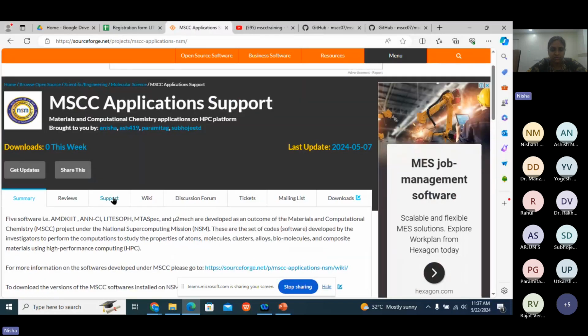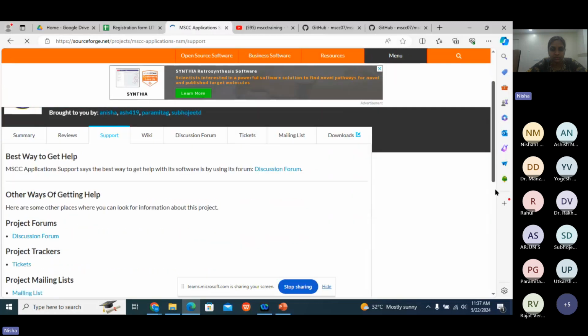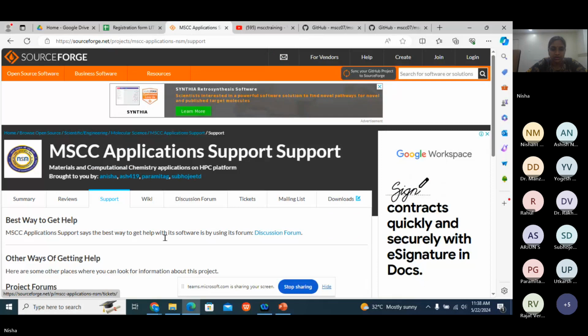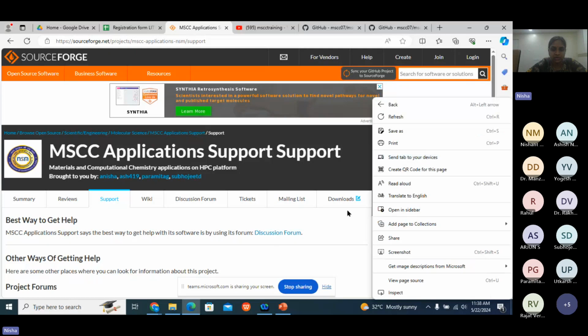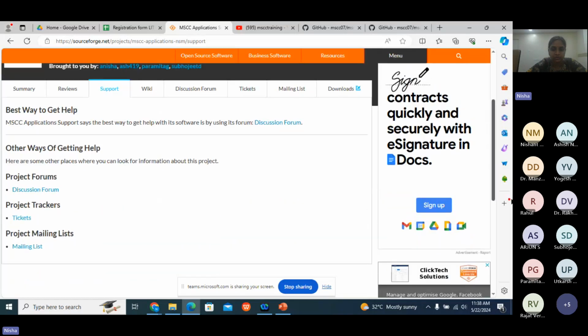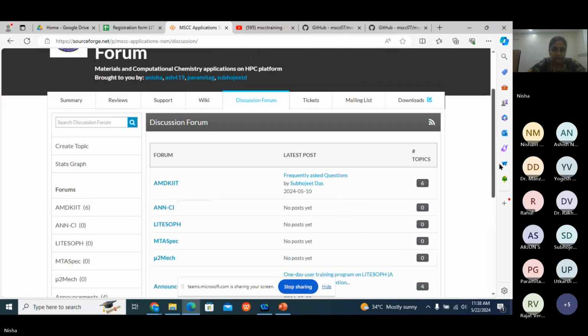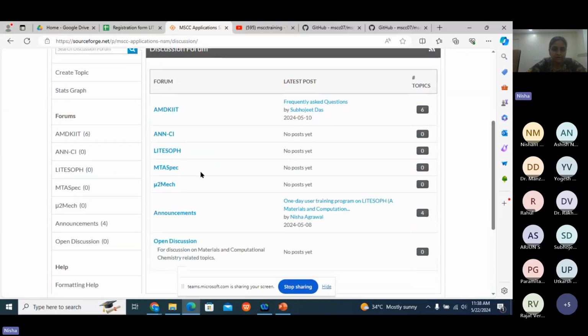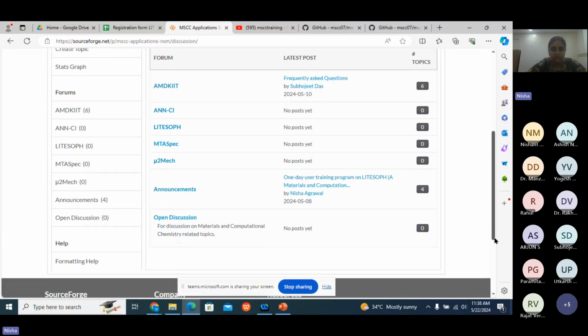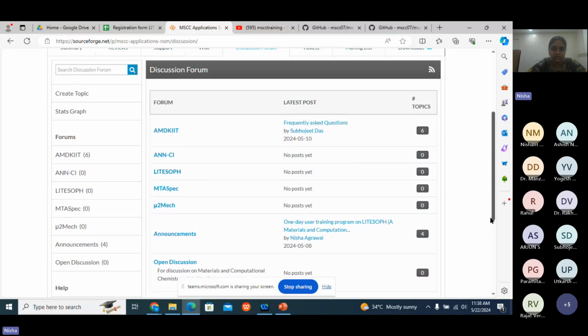We also have a support system available for these applications. You can put up your queries and ask questions in this discussion forum. For other ways of getting help, you can write us an email or create a ticket for any issues you are facing with any of these software. We have this discussion forum available for each one of the software, AMDKit, LITESOPH. You can discuss within the community of materials and computational chemistry. You can post your queries and doubts, and if you want to seek some help on a topic, you can join this forum and discuss with the community members.